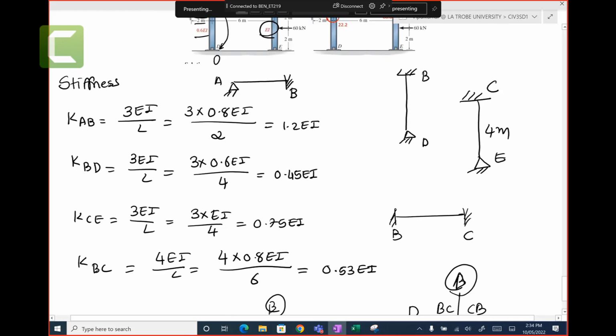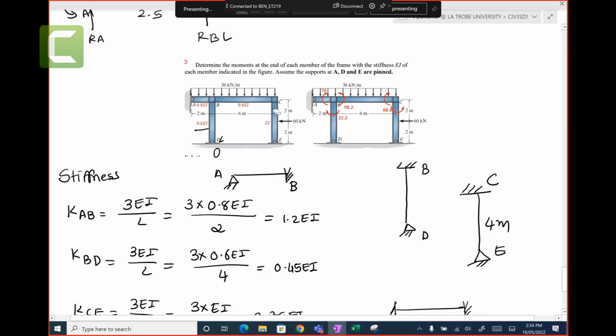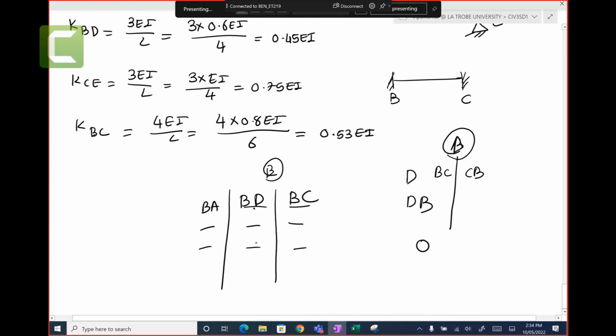How do you carry over here? Joint B, let's say you have a moment at joint B. In that moment, how much moment is going to go to DB? That would be 0 because this is a pin. Carryover is 0 here. You see what I mean? So whatever the moment for BD, that will become 0 in the next line for DB.